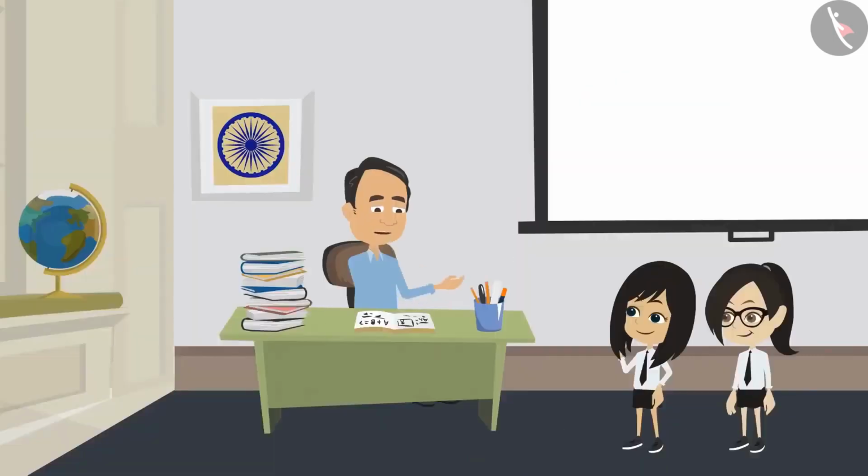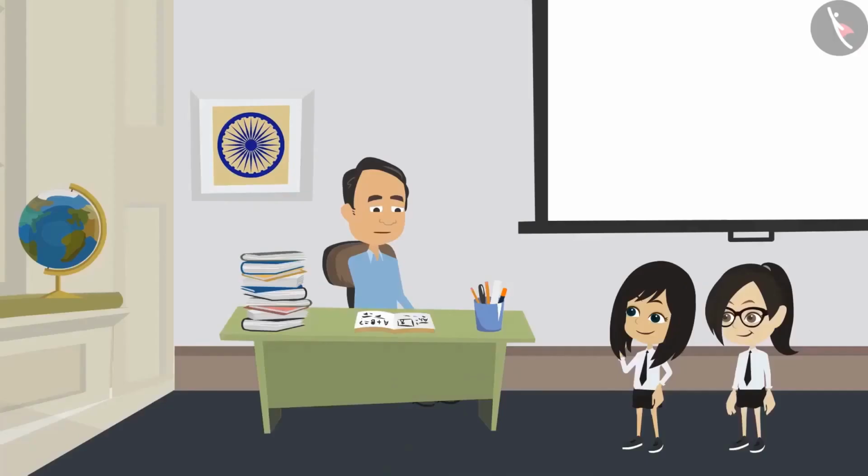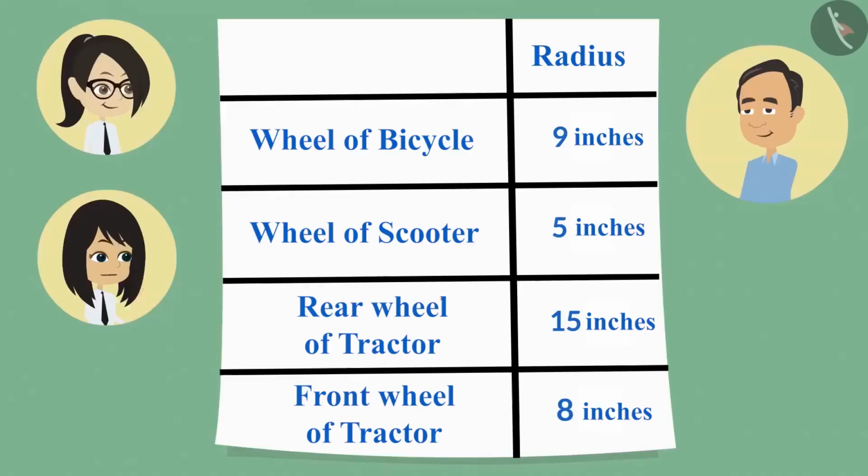So to measure the wheels, which properties of the circle did you measure? Sir, we measured the radius of all the wheels. Then let us see whatever you have measured. Here you are, sir. Yes, your measurements look right.